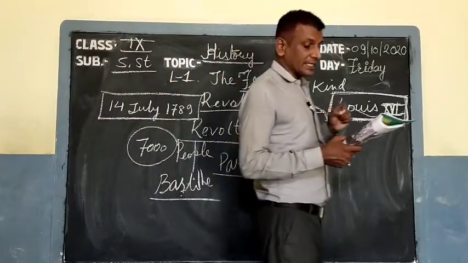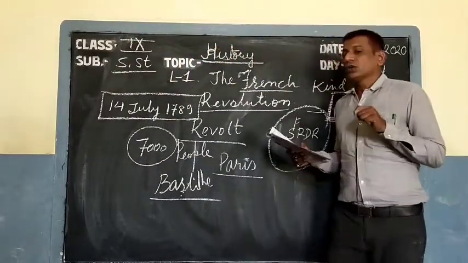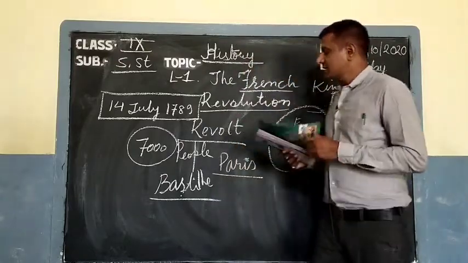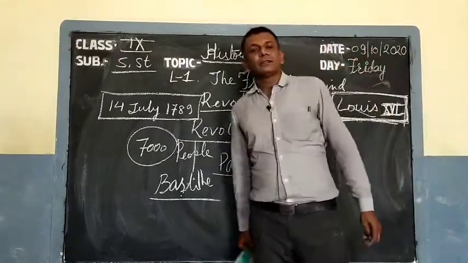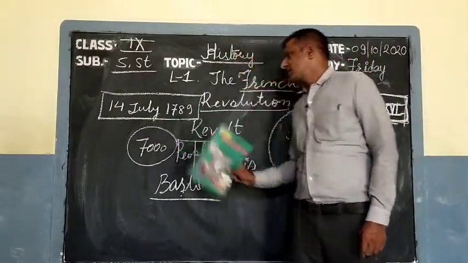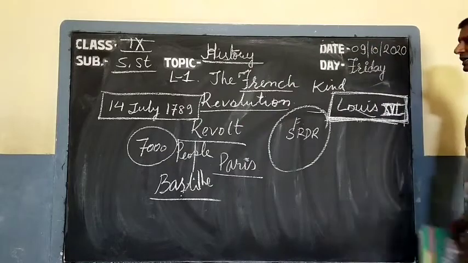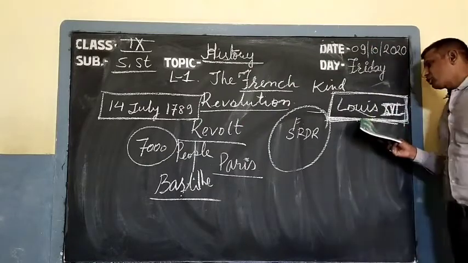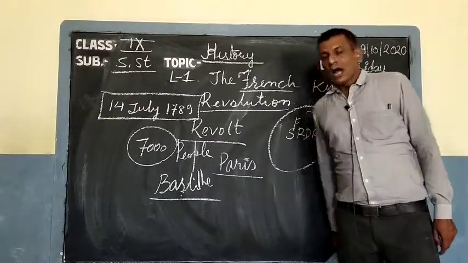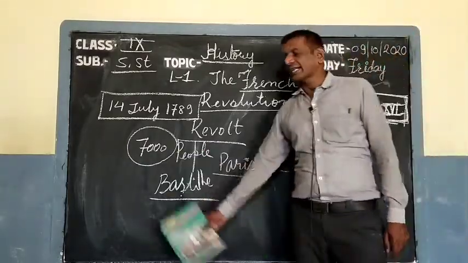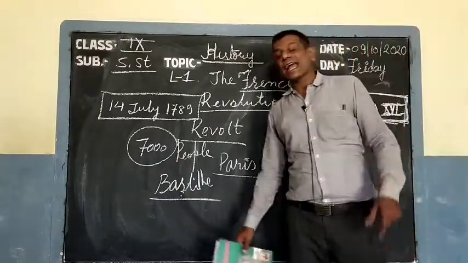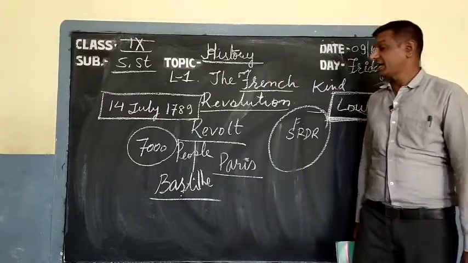So I'm telling you the question based explanation. The question is, when did the French Revolution break out? On 14 July 1789. Who was the king that time? Louis XVI. And how many people gathered? Around 7,000 men and women. And where did they attack? They attacked the Bastille jail.